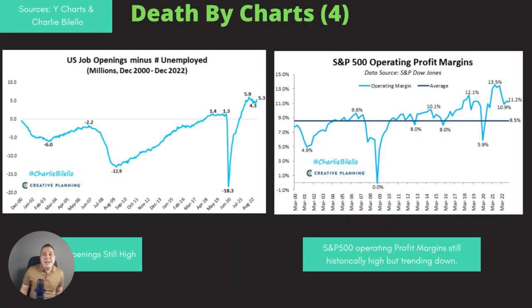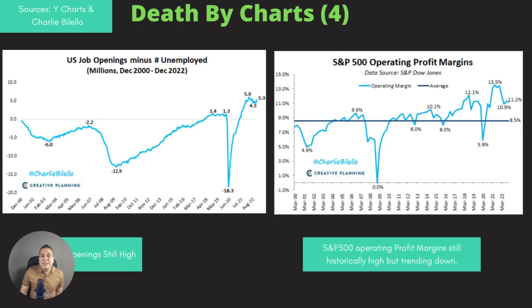So as we move on to our Death by Charts edition, I'm going to be pointing out some different charts for you today. The first chart I wanted to bring up is the US job openings. I mentioned earlier that although they have come down slightly over the last few months, they are still quite historically high. But the job openings are starting to come down slightly, which puts less pressure on increasing wages, which helps inflation to reduce.